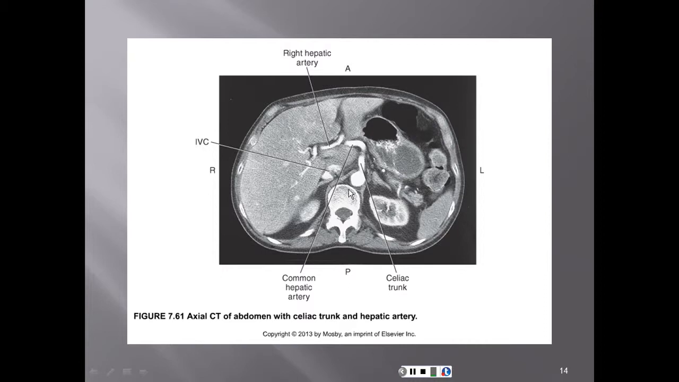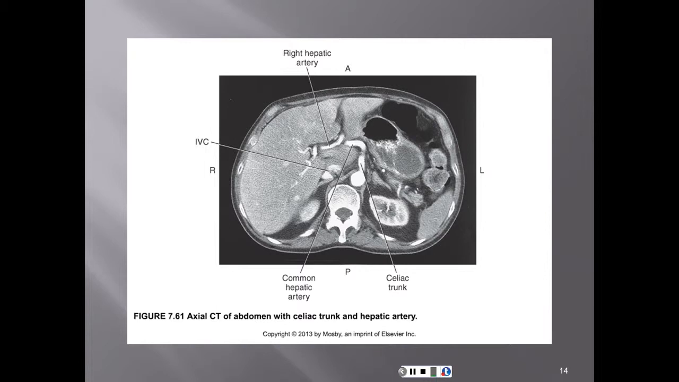You should be able to recognize the diaphragm is important here, because as the aorta passes through the aortic hiatus of the diaphragm, the first branch that comes off of the aorta is the celiac trunk. The next branch that comes off is the superior SMA, or superior mesenteric artery.